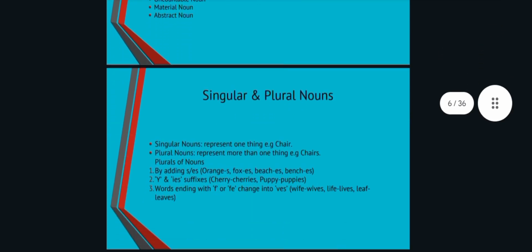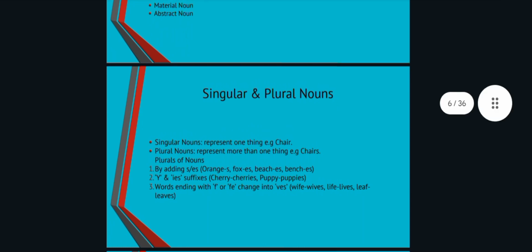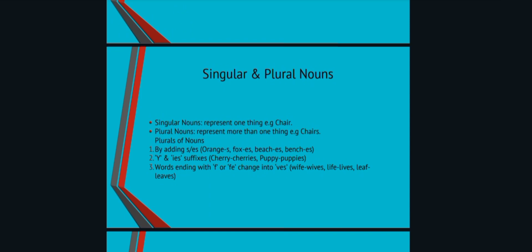Singular nouns represent one thing, for example, chair. Plural nouns represent more than one thing, chairs. How can we make a singular noun into a plural noun? By adding s or es. Like orange, we add s: oranges. Fox, we add es: foxes. Beach, we add es: beaches. Bench, we add es: benches.